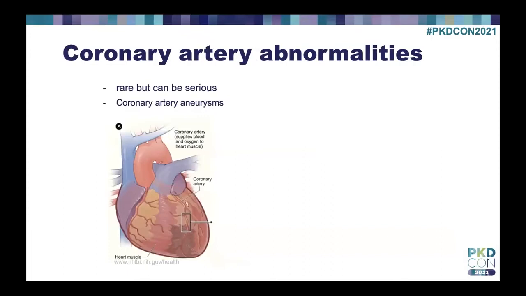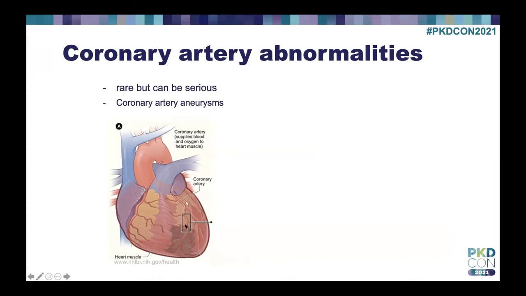So the next complication is the coronary artery abnormality. These abnormalities are rare, but can be serious. Most notable are the coronary artery aneurysms. This is what I'll cover. So coronary arteries stem from the aorta, and they run on the top of the heart muscle and supply blood and oxygen to the heart muscle.